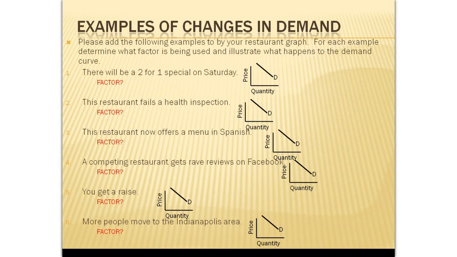Okay, so here's what we're going to do. I want you to write these 6 sentences on your graph someplace, somewhere near your graph. So you're going to add the following examples to your restaurant graph.